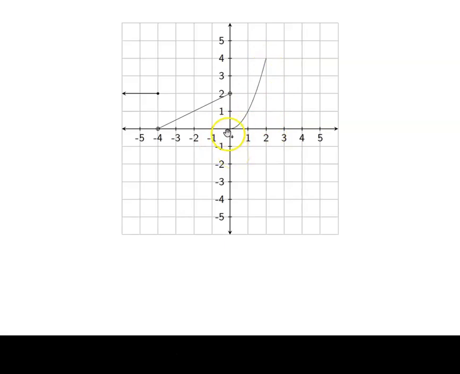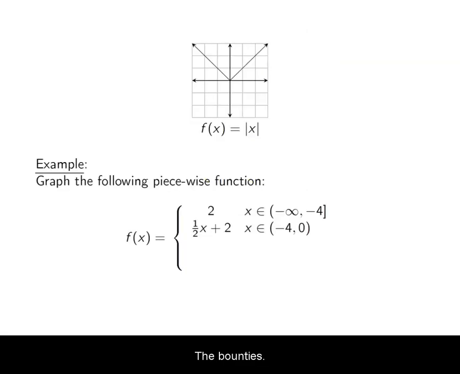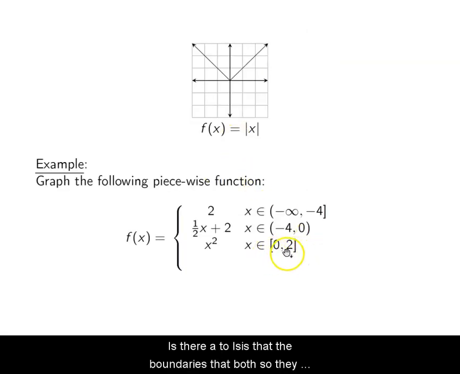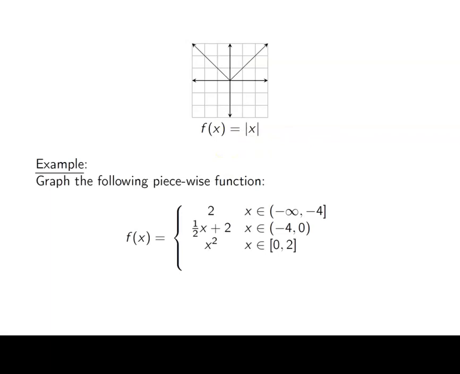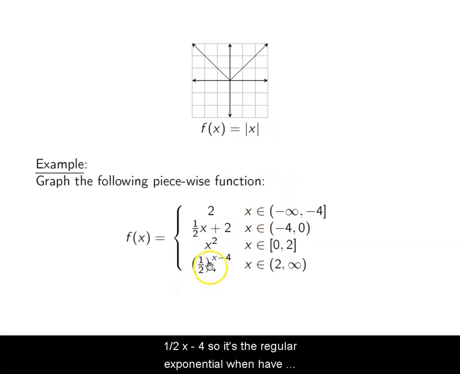Okay, I exist at the boundaries 0 to 2. I exist at the boundaries at both, so they both get a closed dot. So this one gets a closed dot, and 2 will also get a closed dot. Again, if I plug in 0 to my function, 0 would be the output, not 2. Open dot, closed dot. And my next function in this piecewise function is (1/2)^(x-4).